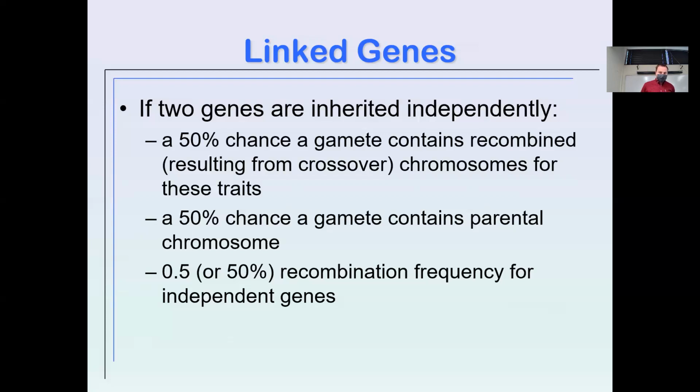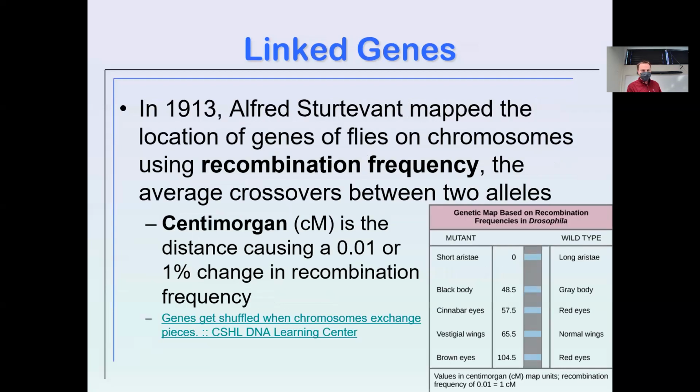Okay, well, we have what we call this recombination frequency of 50% or 0.5. So again, if they're truly independent, it's a 0.5 recombination frequency, whether they're from two separate parents or from the same parent.